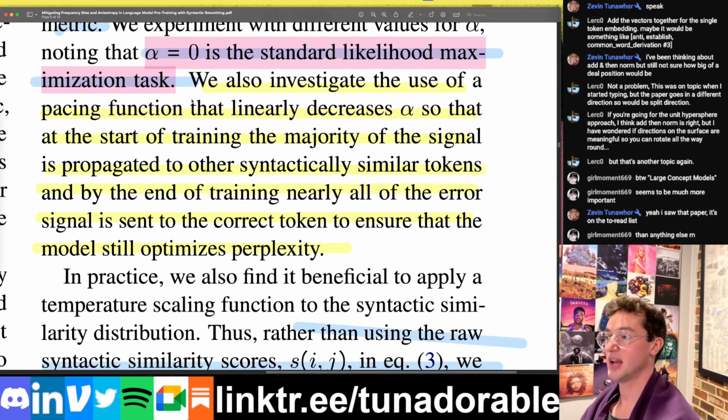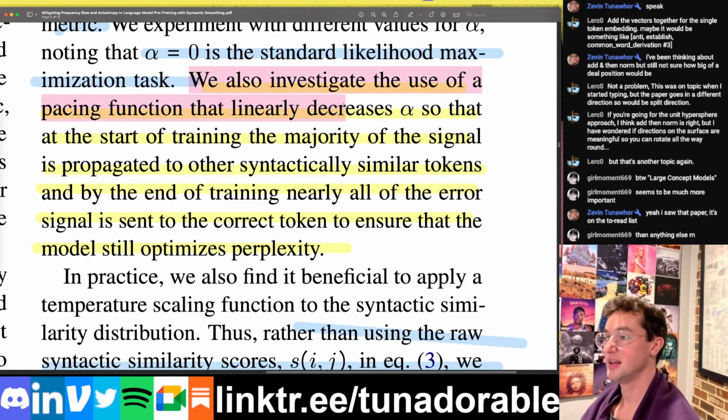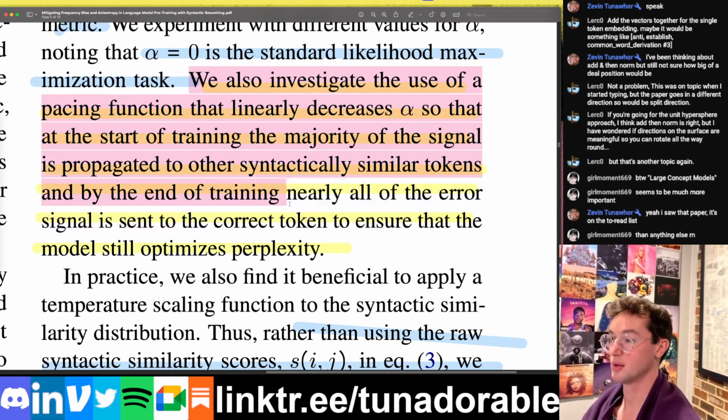Now we also investigate the use of a pacing function that linearly decreases alpha so that at the start of training, the majority of the signal is propagated to other syntactically similar tokens, and by the end of training, nearly all of the error signal is sent to the correct token to ensure that the model still optimizes perplexity, right? That's interesting to do, is to say, okay, just at the beginning of training, when the model doesn't actually have much meaning, much semantics encoded, let's just optimize for syntax, for part of speech. But then as training goes on, the model should in the end be good at the actual token prediction, right? But that does reintroduce the issue of frequency bias towards the end.